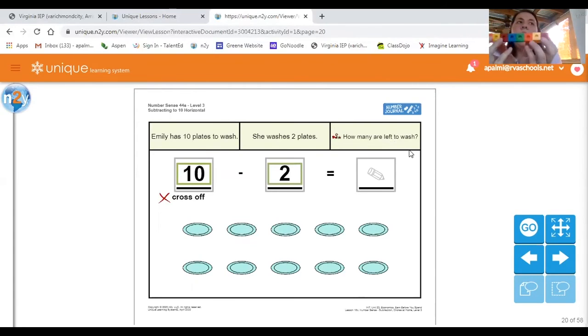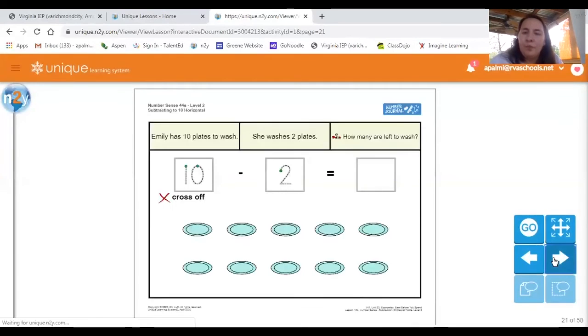So how many are left? How many do we have left over? Well, let's count together. Here we go. 1, 2, 3, 4, 5, 6, 7, 8. Beautiful counting, guys. 8. With your finger, can you find the number 8 on the keyboard and type it in? Great job.